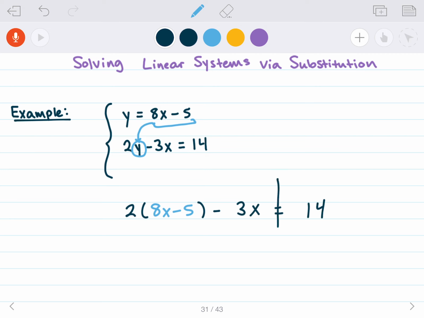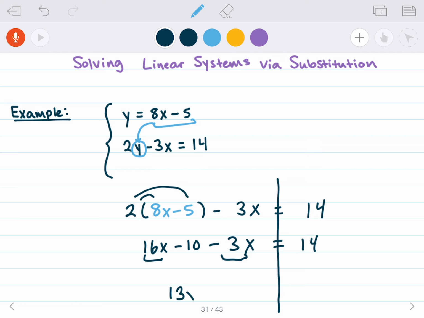And now I can get x pretty easily. On the left side, I can use the distributive property. 2 times 8x is 16x. 2 times negative 5 is negative 10. And on the left, I can combine these like terms. 16 and minus 3 makes a positive 13x. Minus 10 equals 14.